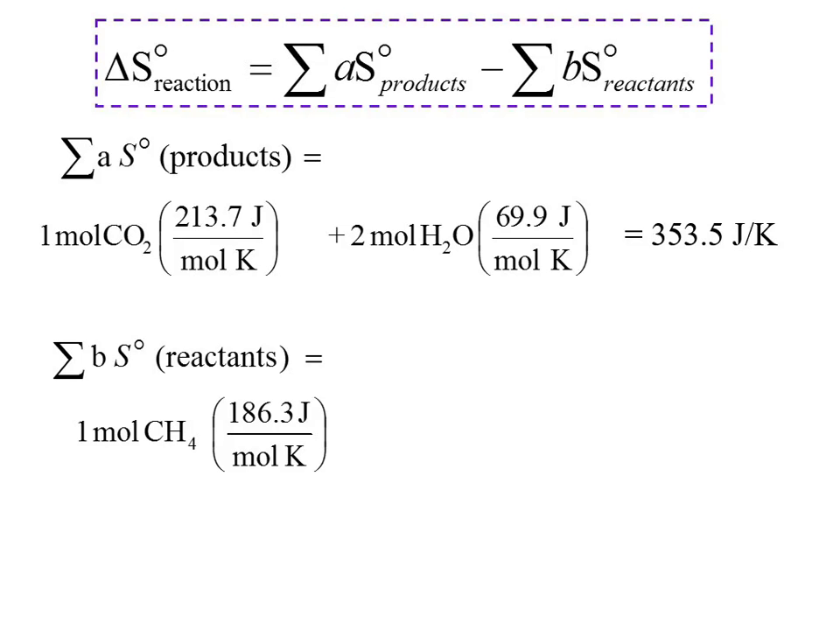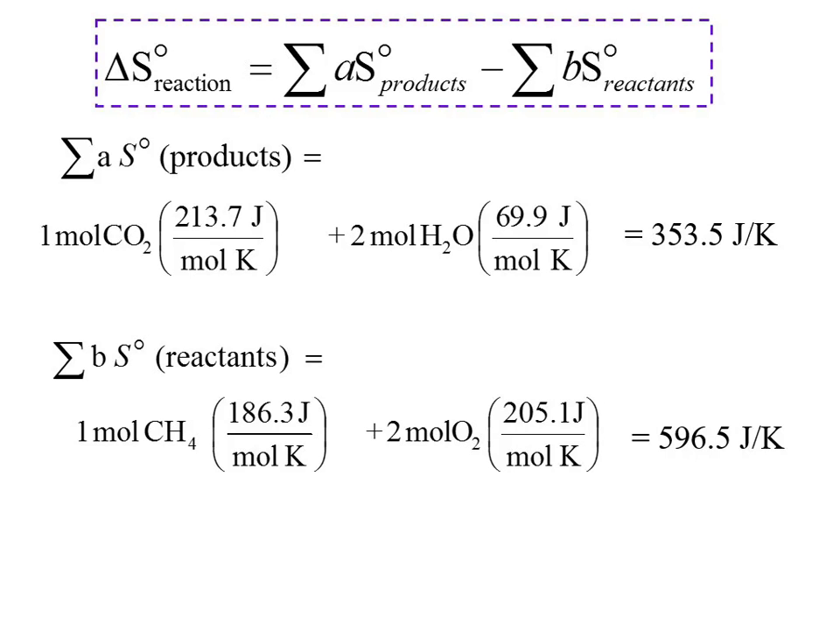And then all we need is the oxygen, plus 2 moles of O2. And then from the table for O2, it's 205.1 joules per mole Kelvin. And then ready to knock that out. And you should come up with 596.5 joules per Kelvin. If you do it this way, you have a fighting chance to make sure you get the last part right.